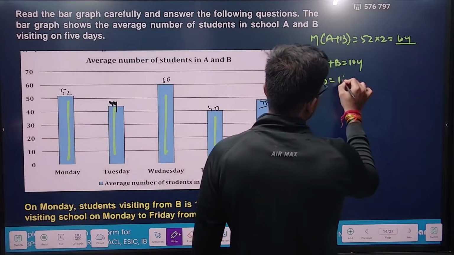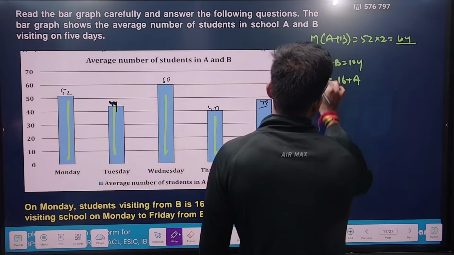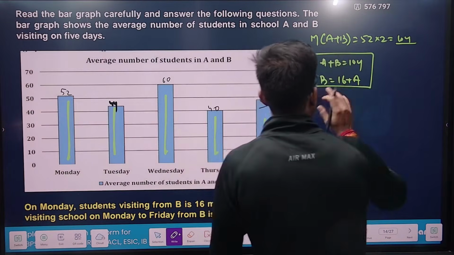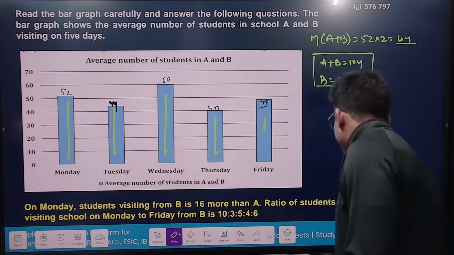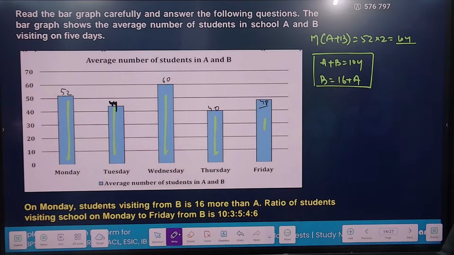B is equal to 16 more than A. Can I, just from this equation, figure out the individual values of A and B? Pooja? Everyone needs to understand this. In this kind of question, you need to react very fast. Then only you will understand. If not, then it is not possible.